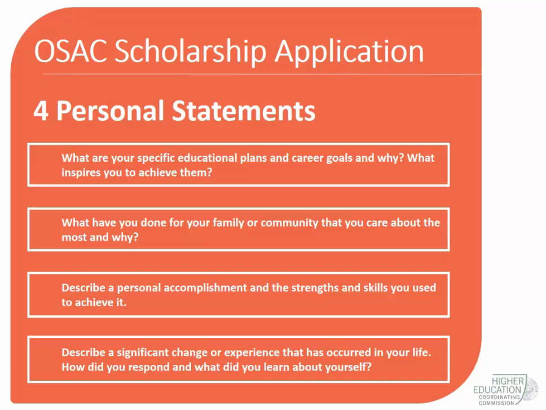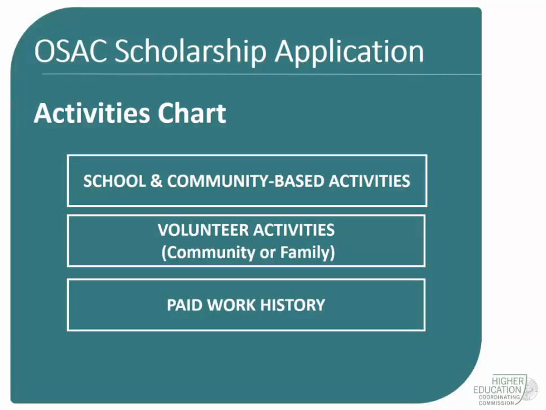Describe a personal accomplishment and the strengths and skills you use to achieve it. And then describe a significant change or experience that has occurred in your life. How did you respond and what did you learn about yourself? Again, these are 150 words, 1,000 characters. They are very similar to other scholarship applications. So if you write personal statements for our application, you will likely be able to use them in other scholarship applications that you complete.